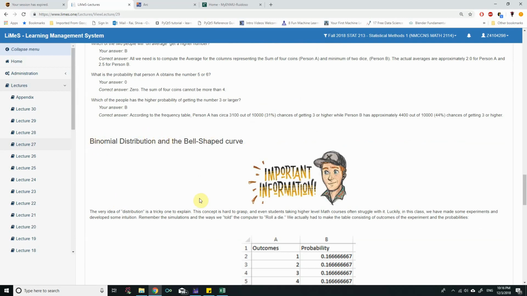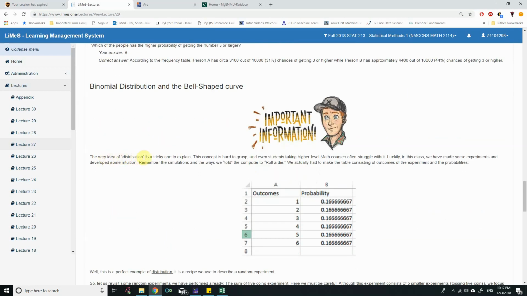Binomial distribution and the bell-shaped curve. The very idea of distribution is a tricky one to explain. The concept is hard to grasp. Even students taking higher level math courses often struggle with it. Luckily in this class we have made some experiments and developed some intuition. Remember the simulations, where we told the computer to roll a die. We actually had to make the table consisting of outcomes of the experiment and the probabilities.